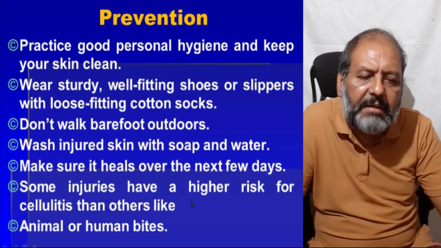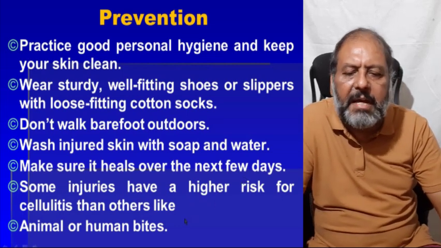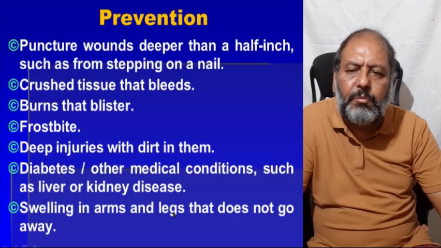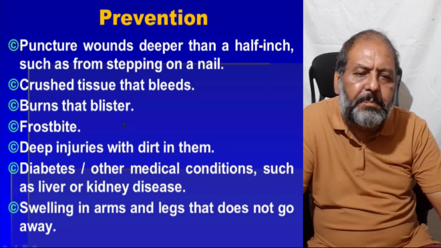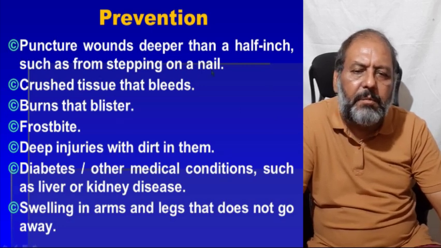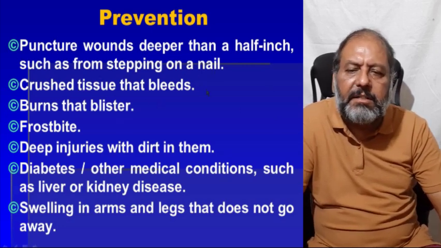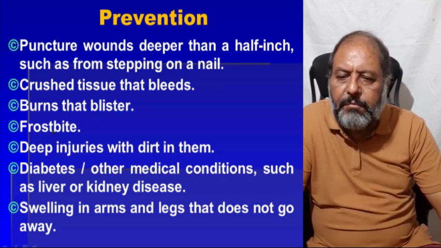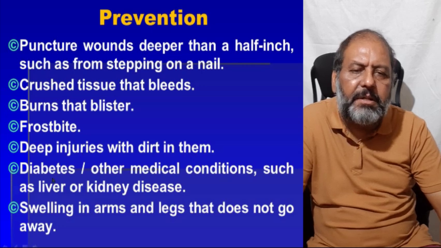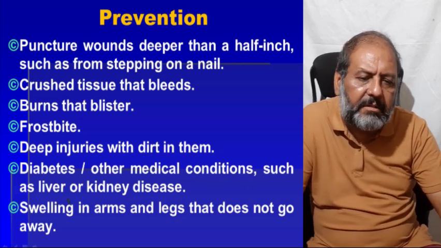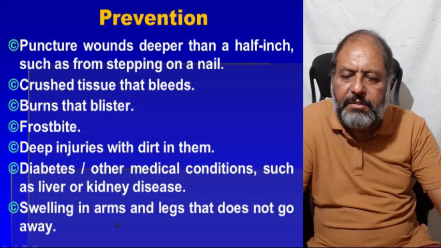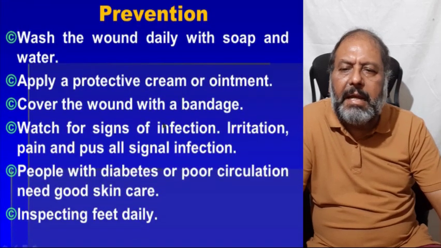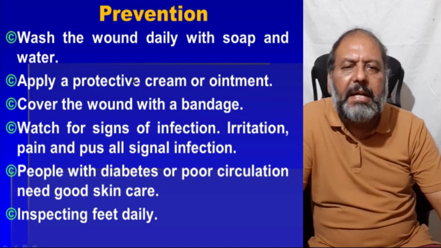Some injuries have a higher risk for cellulitis than others: animal or human bites, puncture wounds deeper than half an inch, such as from stepping on a nail, crushed tissue that bleeds, burns, blisters, frostbite, and deep injuries with dirt in them. Other risks are diabetes, other medical conditions such as liver or kidney disease, and swelling in the arms and legs that does not go away. Wash the wound daily with soap and water.